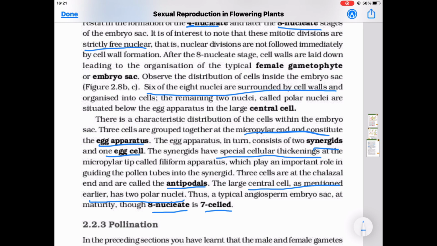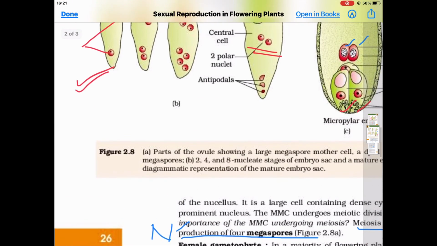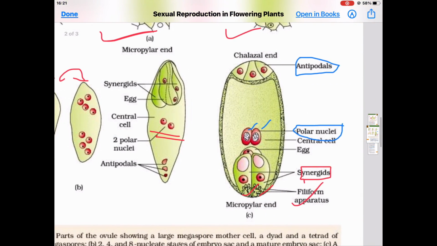Can you see the embryo sac? This is in diagram 2.8c, the structure of a mature embryo sac. Here 7 cells are there: 3 cells towards the chalazal end and 3 towards the micropylar end, 6 plus the middle cell. That is, 7 cells are present. But how many nuclei? 8 nuclei are present. 3 towards the chalazal end, 3 towards the micropylar end, and 2 in the middle. So the embryo sac in angiosperms has 7 cells but 8 nuclei.